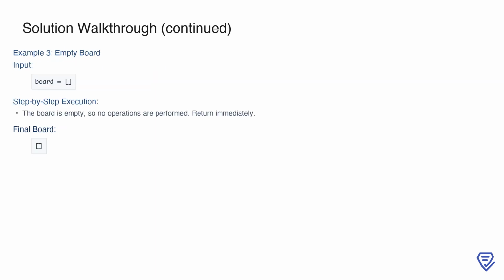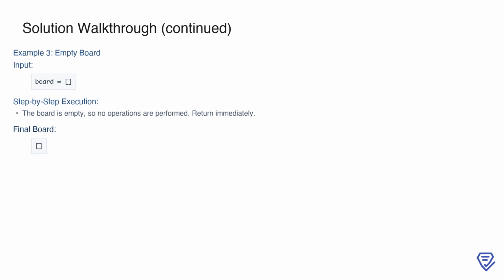In the third example, we are given an empty board. Since there are no rows or columns to process, no operations are performed. The board remains empty, and we return it immediately as the final result. This highlights an edge case where the input does not contain any data, and the algorithm handles it gracefully by terminating without additional computation.